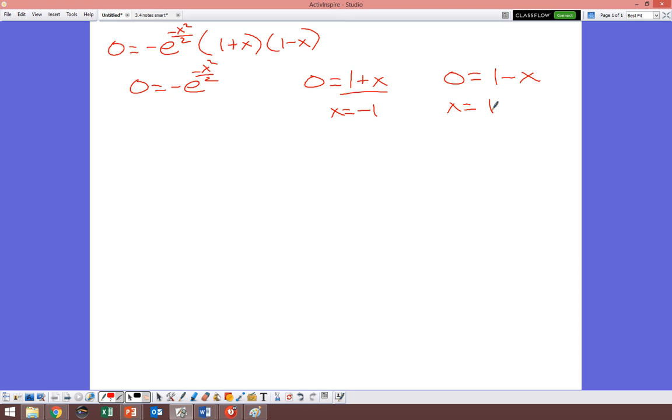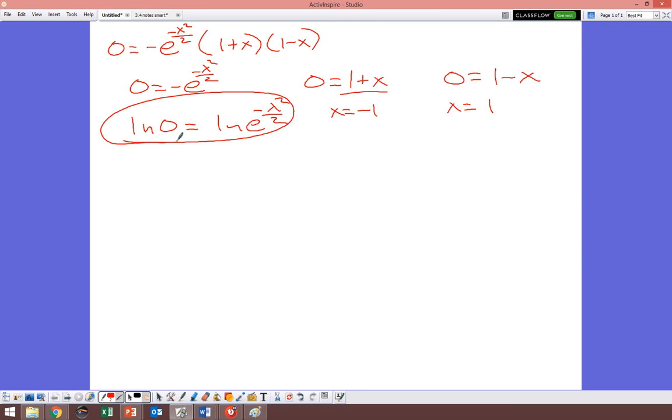Still 0, right? Now how would I undo that? Natural log. So ln of 0 is equal to ln of e to the negative x squared over 2. What is ln of 0? Undefined. Okay, so is this one going to work? No.